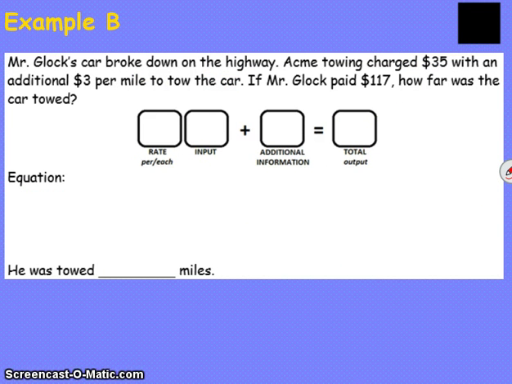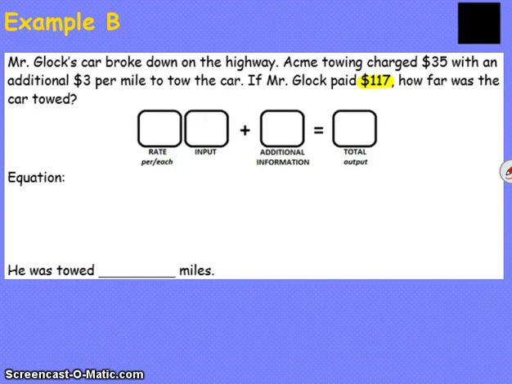Example B says Mr. Glock's car broke down on the highway. Acme Towing charged $35 with an additional $3 per mile to tow the car. If Mr. Glock paid $117, how far was the car towed? So I want to take that highlighter again, and I want to highlight the important information. Remember, my first step says to find the total, and my total is my biggest number. So my biggest number here is 117.